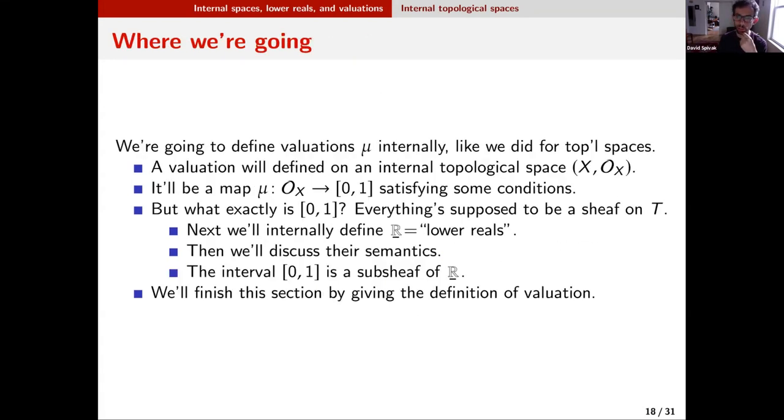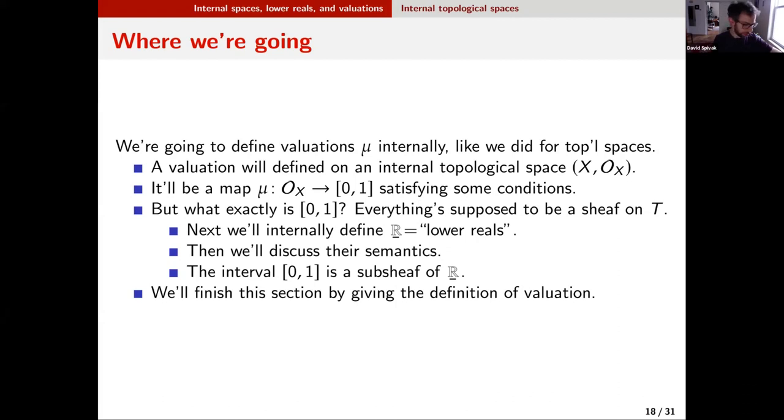And what we're going to do is define valuations, which are like probability distributions, internally to the topos. We're going to just write down the set definition and then blow our sheaf whistle and have that set definition be talking about sheaves. So a valuation is going to be a map from O of X, that sheaf, to O of [0,1], that sheaf, except I haven't told you what [0,1] is yet. So O of X is defined by you, the person using these ideas, as a topology, whereas O of [0,1] is going to be something that comes to us from what are called the lower reals, which Boss also talked about today. Was that today? We're going to discuss the semantics of lower reals, and the interval [0,1] is just a subsheaf of R.